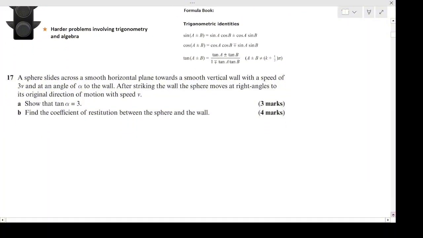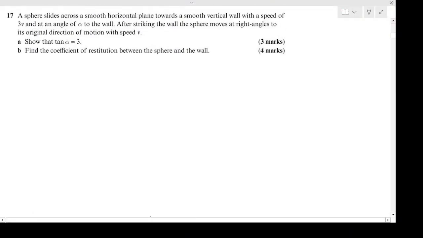So here we're told a sphere slides across a smooth horizontal plane towards a smooth vertical wall with a speed of 3v and an angle alpha. After striking the wall, the sphere moves at right angles to the original direction of motion with speed v. And firstly, we need to show that tan alpha is 3. Right, it's quite random, right? How on earth do we get to that?